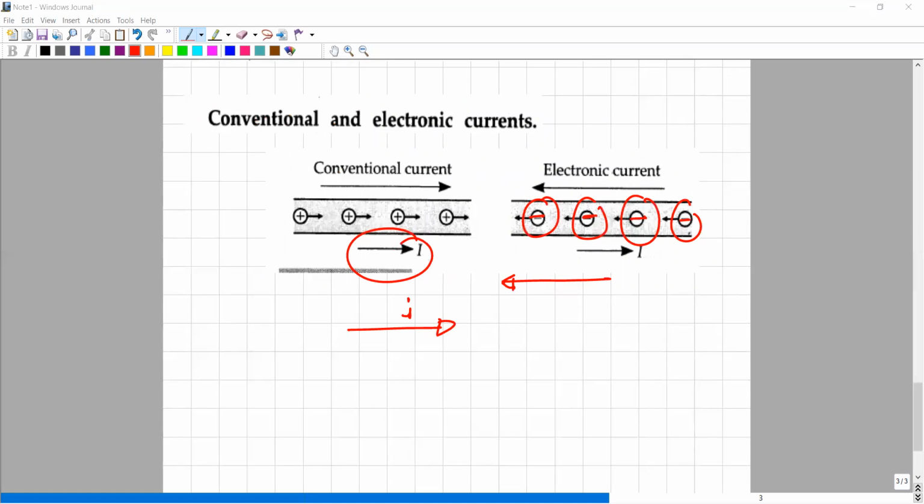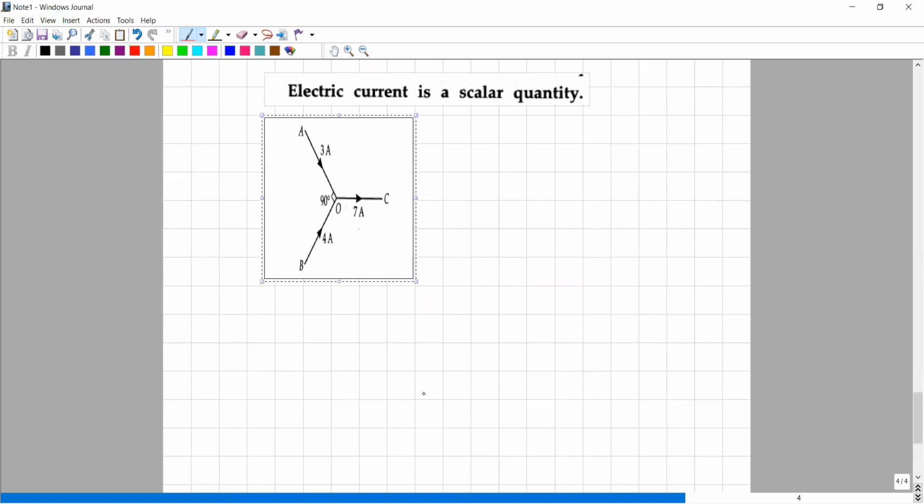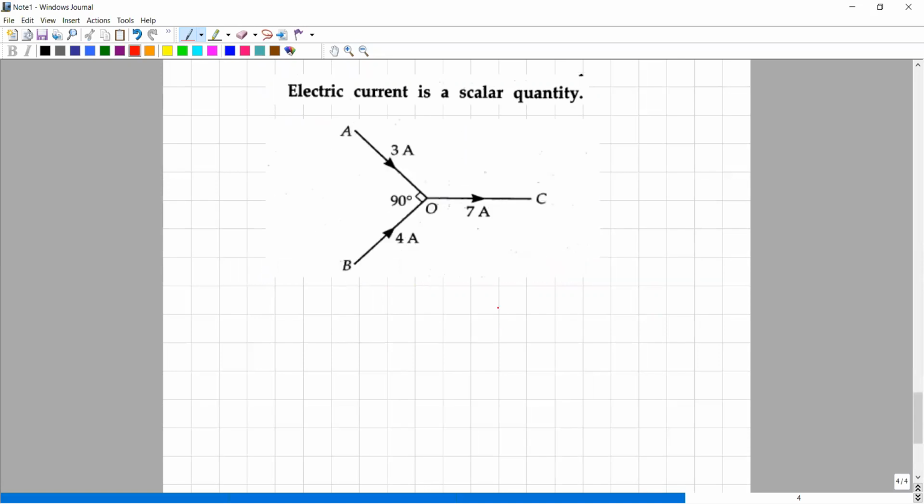Then again, one of the properties of current is that current is a scalar. Scalar quantity means it doesn't have any direction, and you can very simply add currents like scalar values.